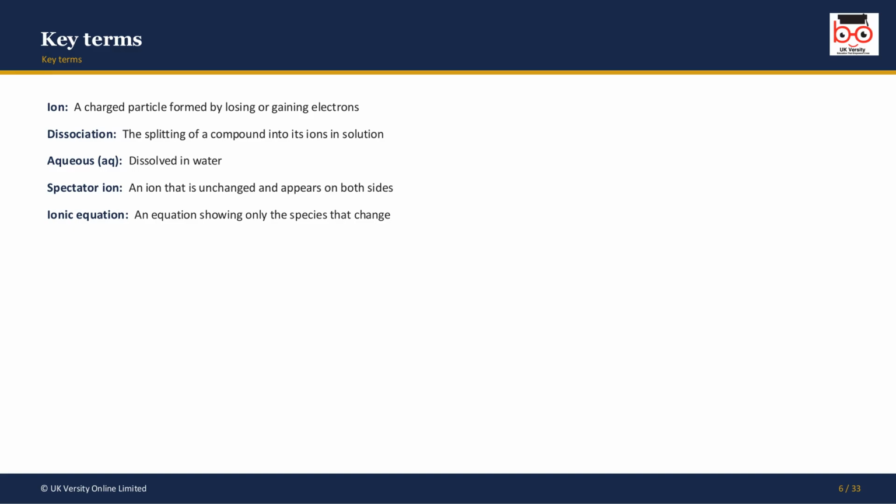Some quick definitions. An ion is a charged particle formed by losing or gaining electrons. Dissociation is the splitting of a compound into its ions in solution. Aqueous just means dissolved in water. A spectator ion is one that's unchanged and appears on both sides of the equation. And an ionic equation is one that shows only the species that genuinely change.